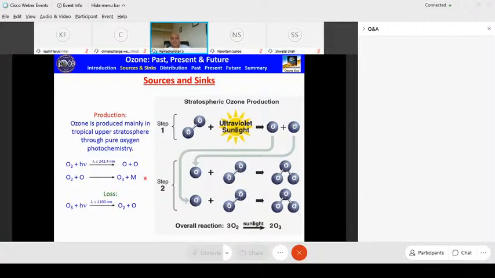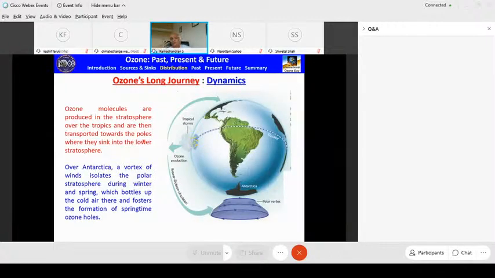Once it is produced, please note there are two important points here. One is that it is produced in the upper stratosphere and in the tropics. The contribution of the production is maximum in the tropics because the amount of solar radiation that we receive in the tropics is higher than what we see in the mid and high latitudes, including the poles. The oxygen molecules interact with this radiation and form ozone. Hence, the amount of ozone produced in the tropical upper stratosphere is more.